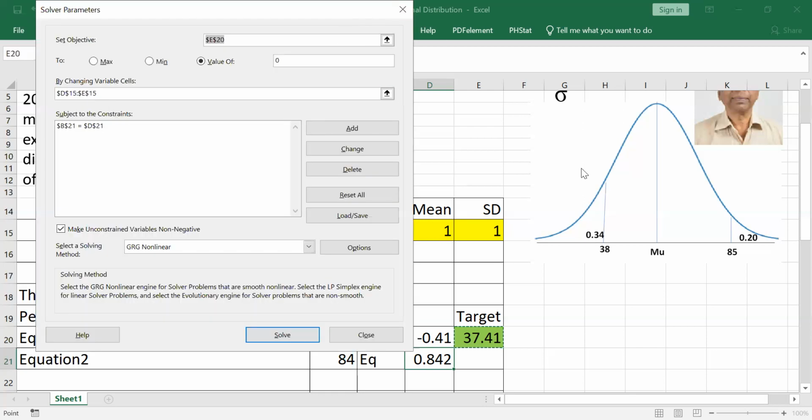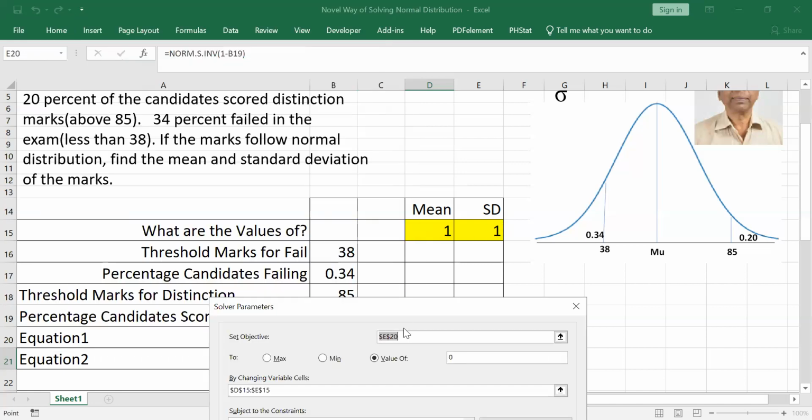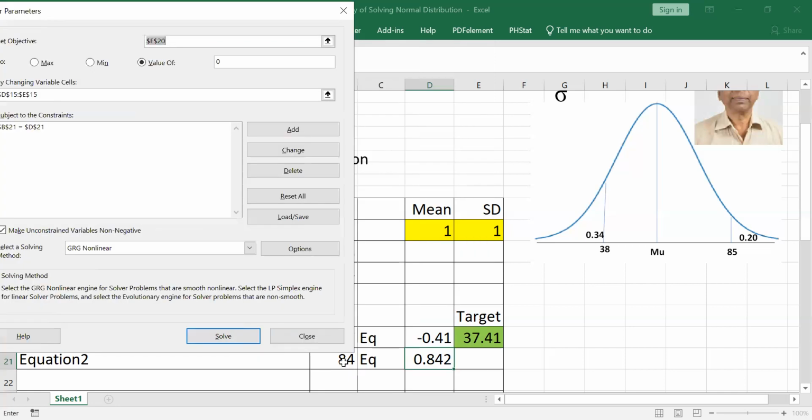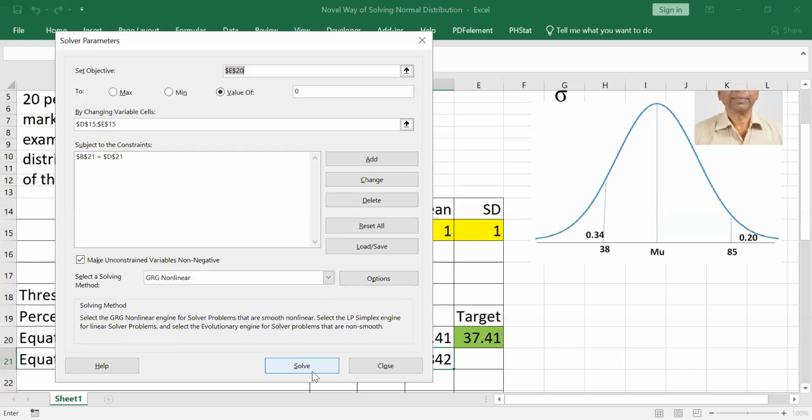You have got now defined one. The target cell is set equal to 0. The varying cell is these two cells, which you have marked here. And the constraint is the second equation. First equation, I have made it a target. Left-hand side is equal to right-hand side. That is the cell B21 is equal to D21. Now solve.